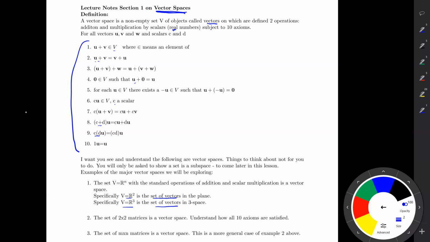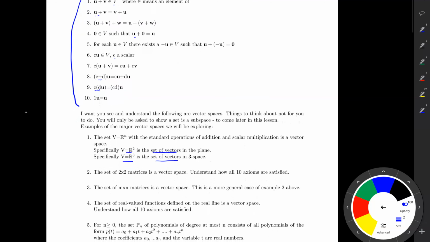Okay, so these are just examples of things that are vector spaces, and you're going to think, yeah, they do all these basic things. So any Rn, specifically R2 or R3, this set of vectors is a vector space. I'm not ever going to ask you to show me all 10 things. We'll get to that in a second, but Rn, R2, R3 do satisfy all 10 criteria to be a vector space.